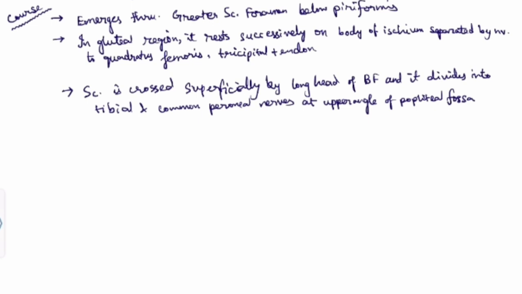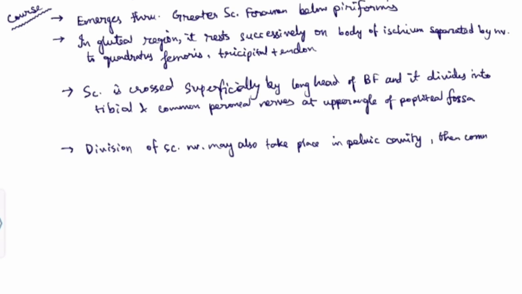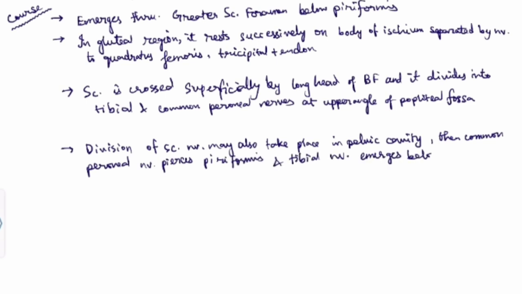A special type, or an aberrant type, of division of the sciatic nerve may also take place. Division of the sciatic nerve may also take place in the pelvic cavity. Then the common peroneal nerve pierces piriformis, and the tibial nerve emerges below the muscle.